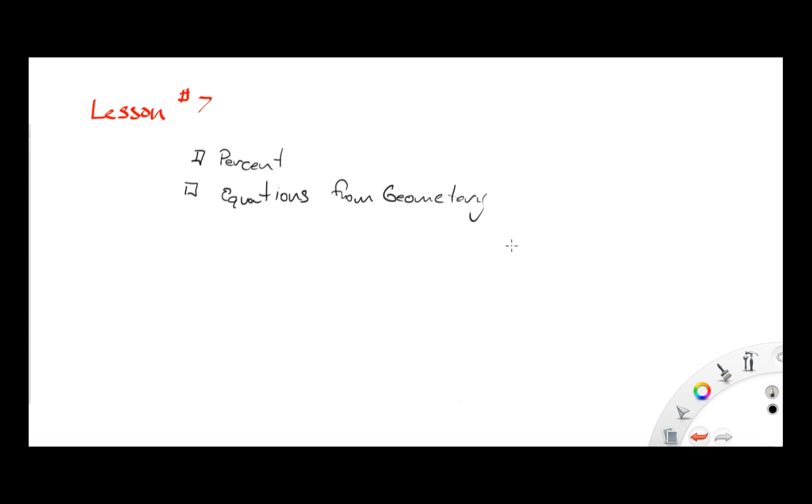Algebra 2, we are in lesson 7. We're going to go over two things today. We're going to go over equations that deal with percent, and also equations from geometry. We're going to start with 7a, and 7a deals with some percentages.